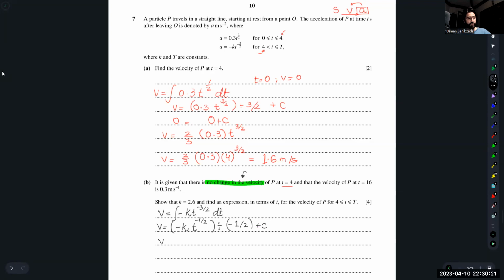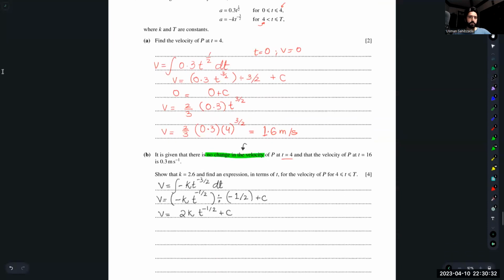So we've gone safe. We tried something which did not work. We tried it because it would have just reduced our working, but that was a gray area. So when time is 4, velocity is 1.6. That's one piece of information. And the other information is when time is 16, velocity is 0.3.